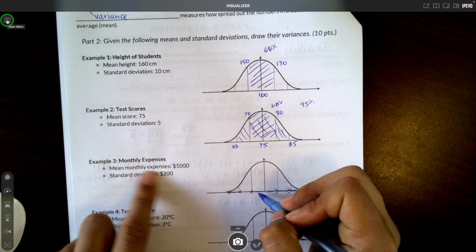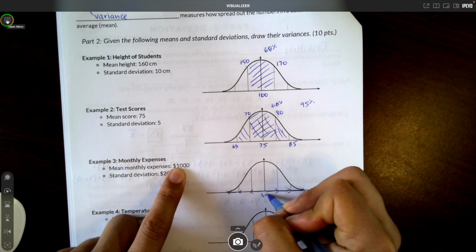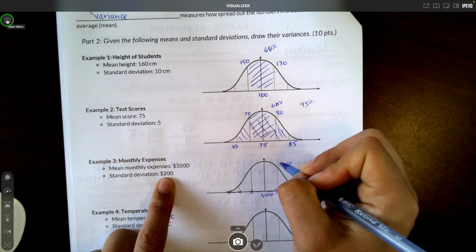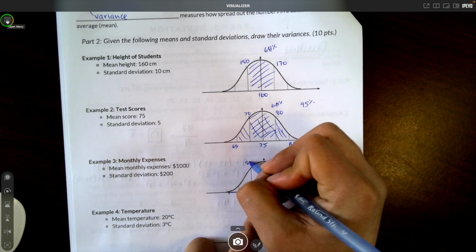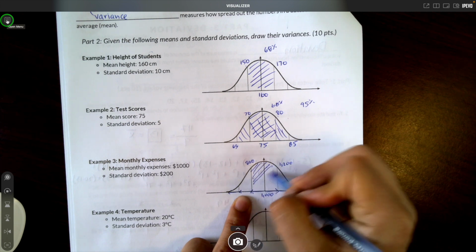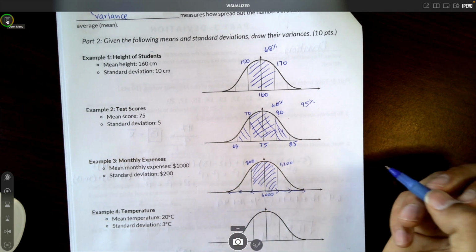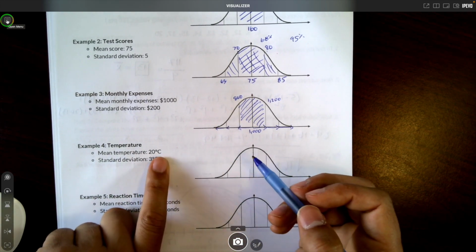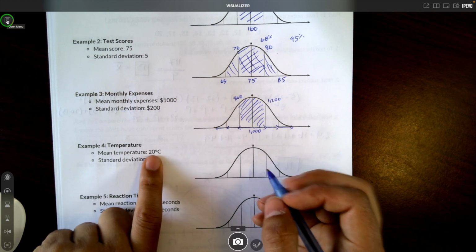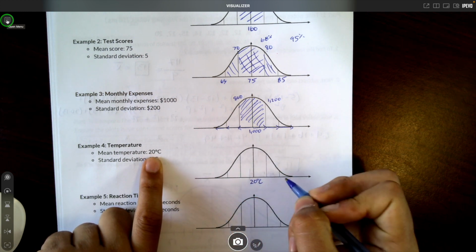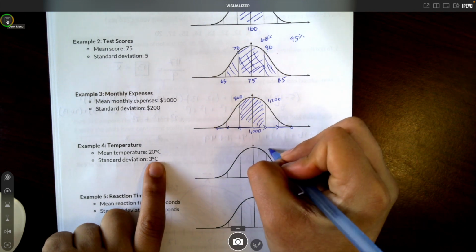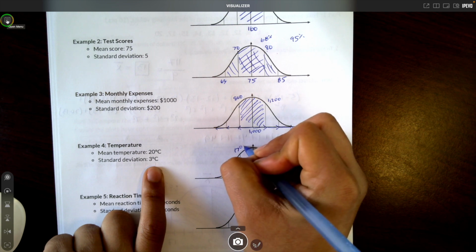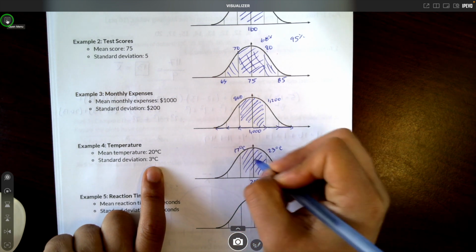So we'll say for monthly expenses, $1,000. Standard deviation is 200, so that's $1,200. Subtract $200. So that means most people spend anywhere between $800 to $1,200. Temperature in Celsius, because we want to go to Europe. The mean right now is 20 degrees Celsius. Standard deviation means you add 3, so that's 23 degrees Celsius. You subtract 3, that gives us 17. That means most of the temperature is between 17 and 23.